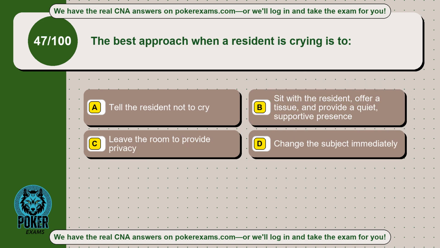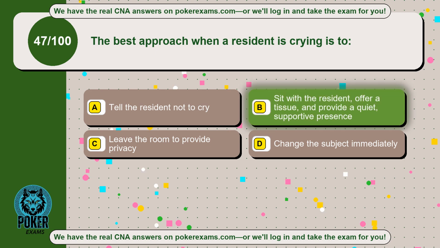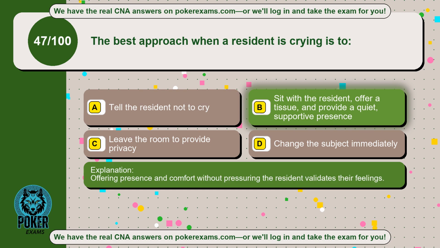Question 47. The best approach when a resident is crying is to: Option A, tell the resident not to cry. Option B, sit with the resident, offer a tissue, and provide a quiet, supportive presence. Option C, leave the room to provide privacy. Option D, change the subject immediately. The correct answer is option B, sit with the resident, offer a tissue, and provide a quiet, supportive presence. Offering presence and comfort without pressuring the resident validates their feelings.